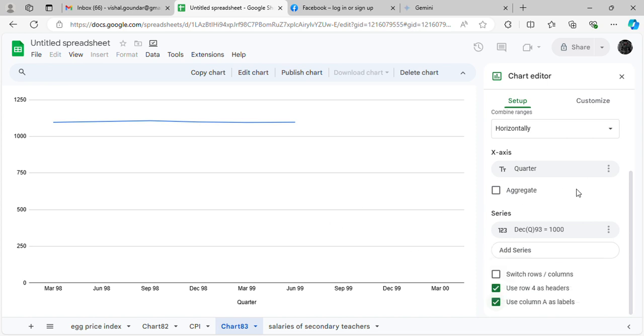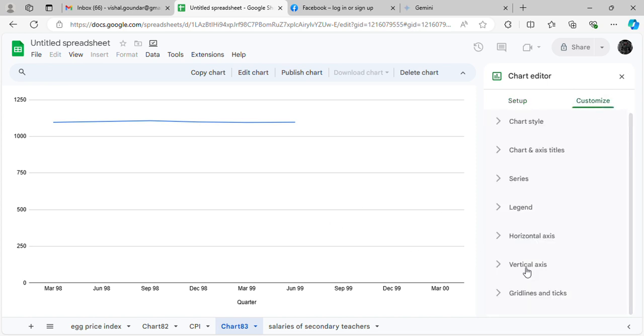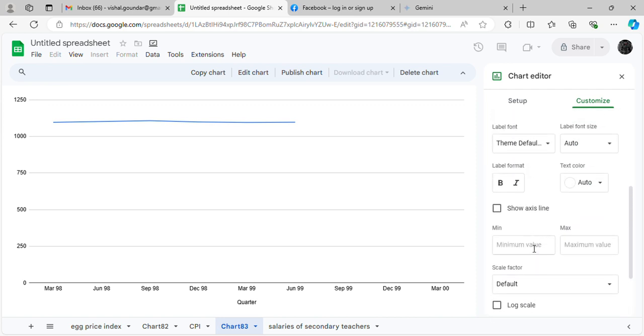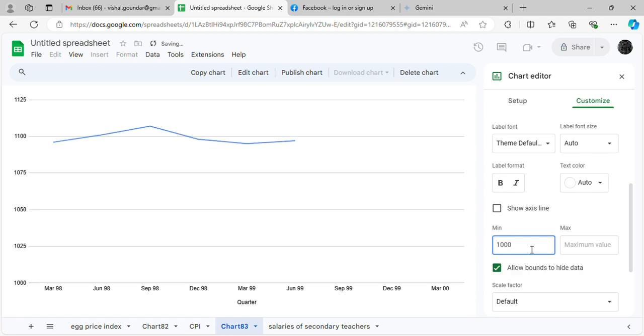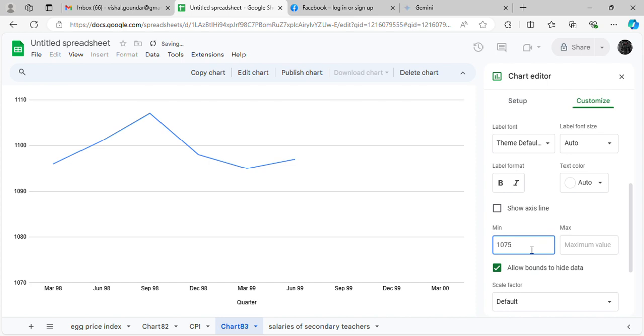Okay, so let's customize the vertical axis. We want the minimum value of the vertical axis to be 1075. Okay, now let's go back to the question.